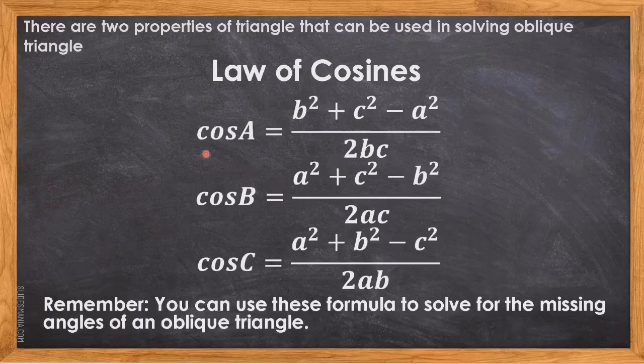So, para makuha natin ang angle A, cosine of angle A is equal to B squared plus C squared minus A squared all over 2 times B times C. Pag cosine B naman, is equal to A squared plus C squared minus B squared all over 2 times A times C. Then, kapag cosine of C, is equal to A squared plus B squared minus C squared all over 2 times A times B. So, madali lang yan tandaan.